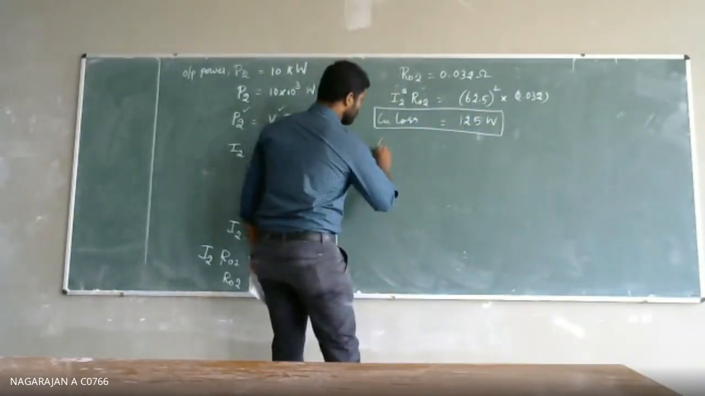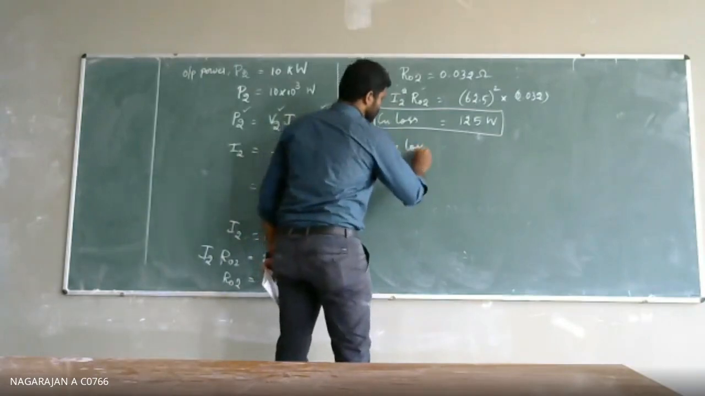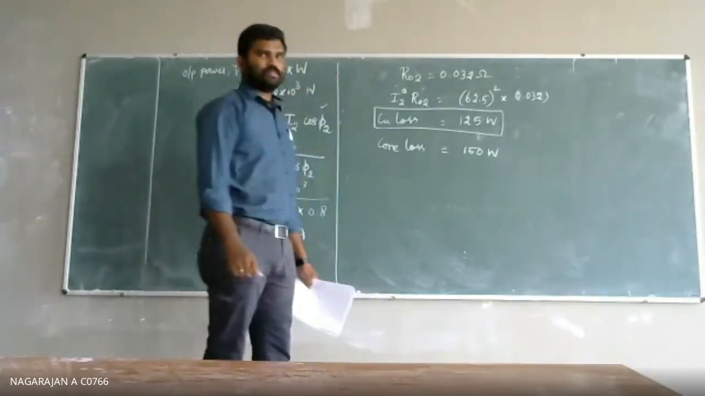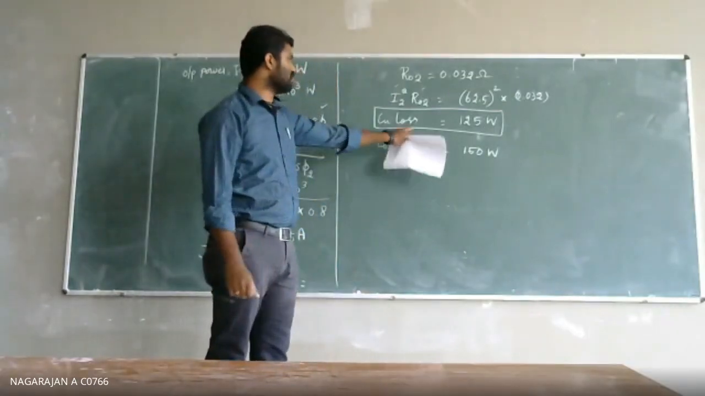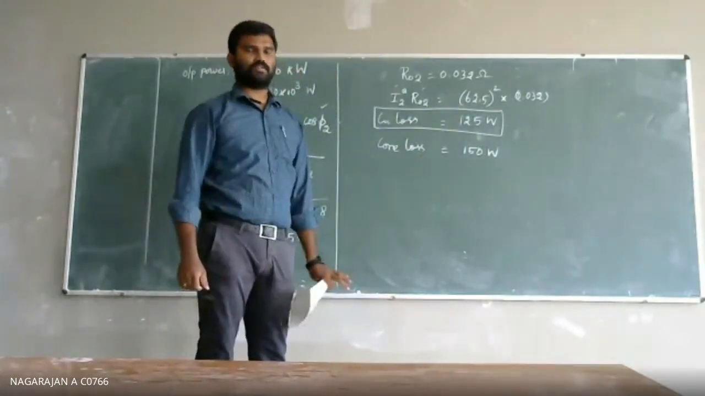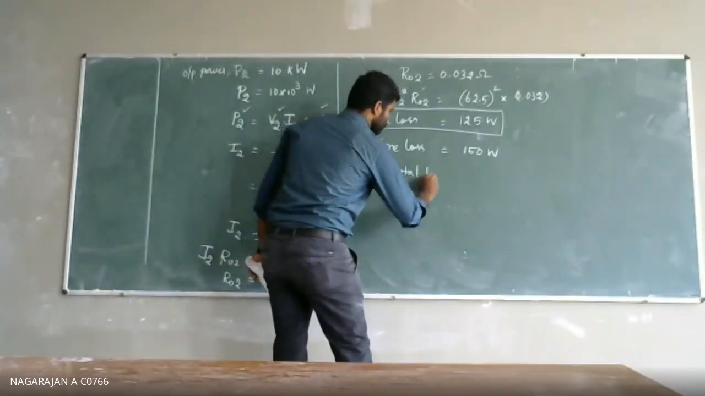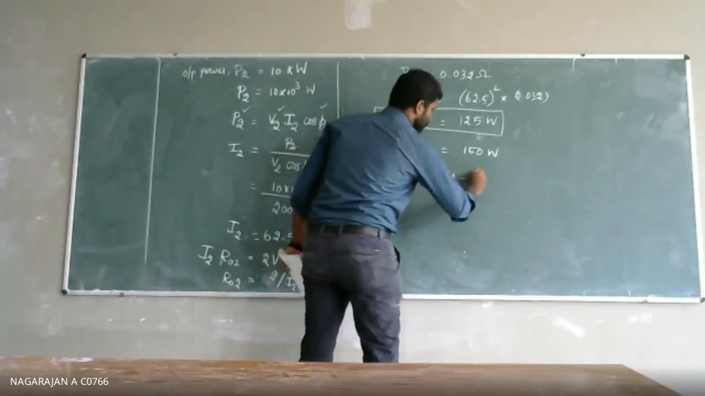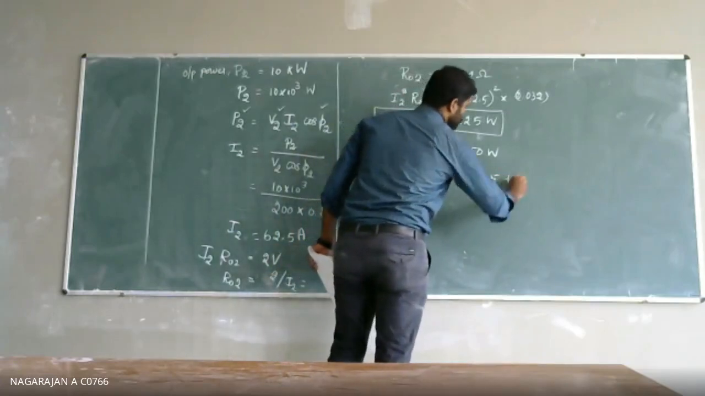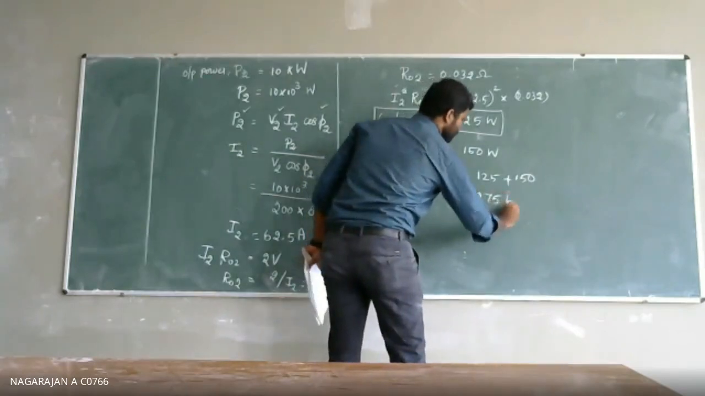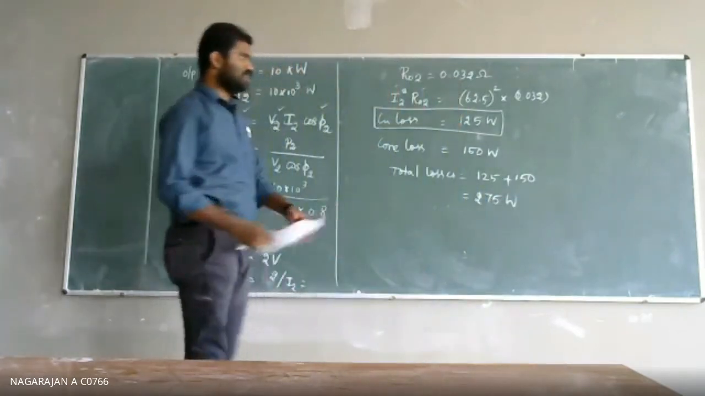What is core loss? Which is 150 watt. Okay, core loss is 150 watt, copper loss is 125 watt. So the total losses is 125 plus 150, which is 275 watts.